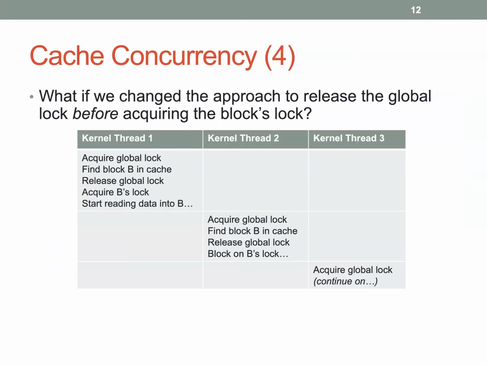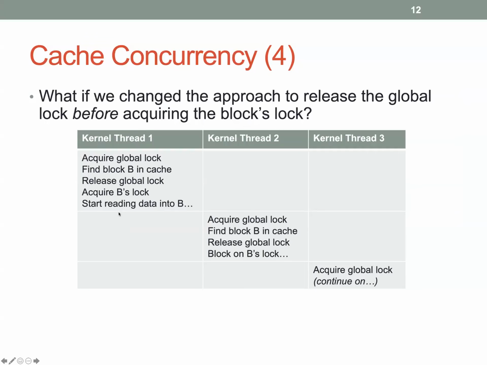Okay, so what if we change this? You'll notice that we made one tweak right here in the first column. Kernel thread 1 gets the global lock, looks up which cache entry holds that block's information, releases the global lock, and then acquires B's lock.